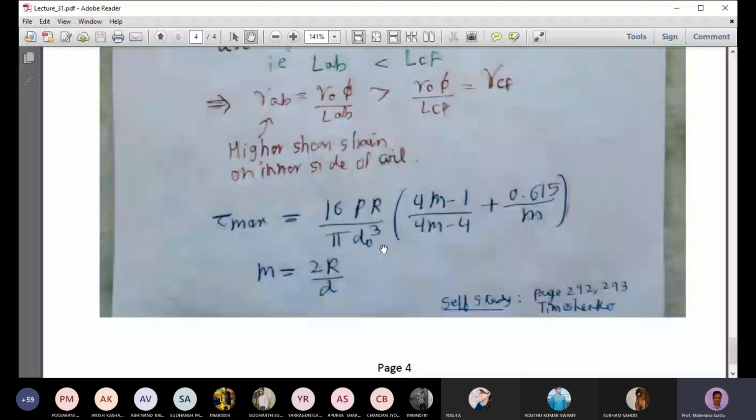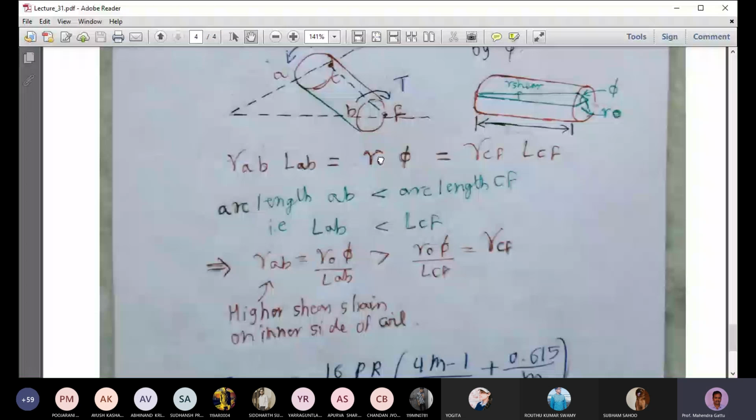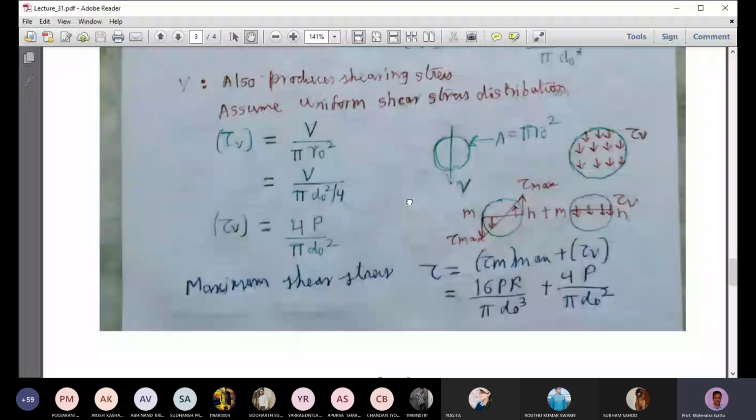There is one more thing which is described, which is the deflection of these coils. It is given in the textbook, but the problem is I'm not understanding it.